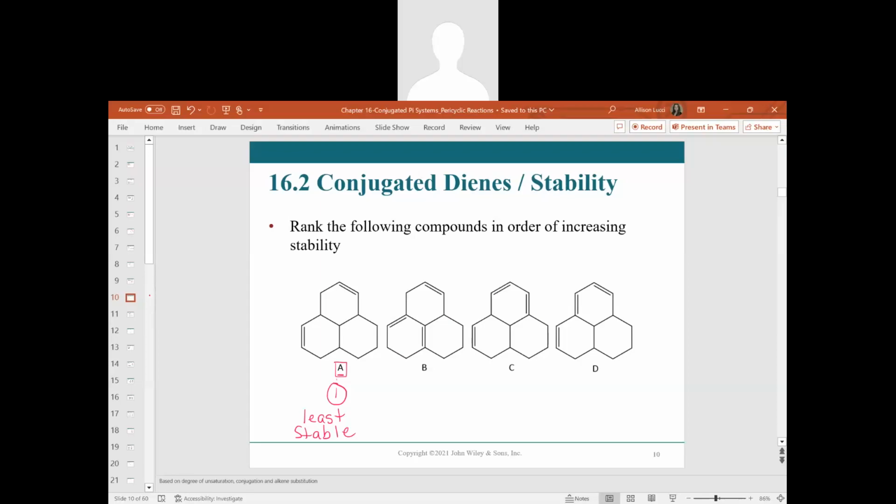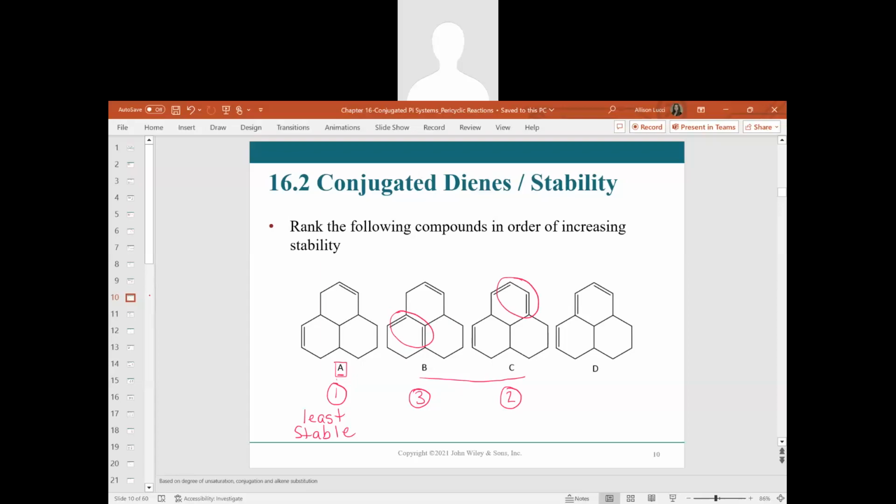Then we can move to compounds B and C here. These are pretty similar. We're going to rank C as our second lowest, and then B would be a little bit more stable. You really don't have to make a full determination between the two here as far as alkene substitution goes, but we should note that we do now have some conjugated pi bonds in both of these structures.